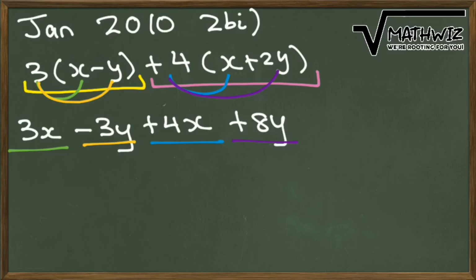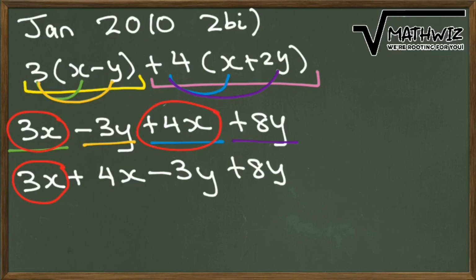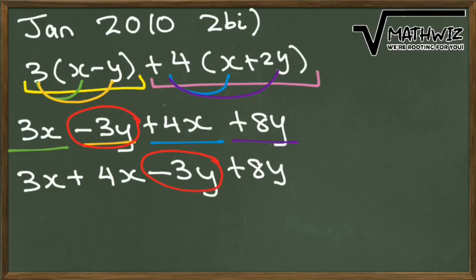Right, so at this point, we're going to group our like terms, which means that I'm going to put my apples together, which are the x's. And then I'm going to put the oranges together, which are the y's. Right? So please note I'm taking up the signs. This is positive 3x, so I have taken up positive 3x. This is positive 4x, so I have taken up positive 4x. This is minus 3y, so I have taken up minus 3y. This is positive 8y, so I have taken up positive 8y.